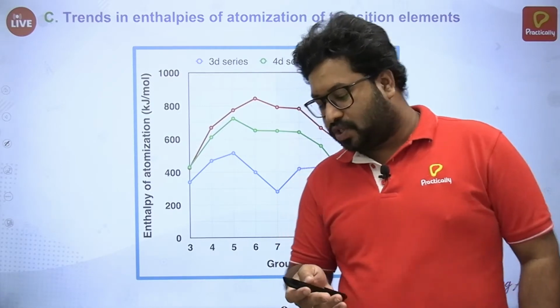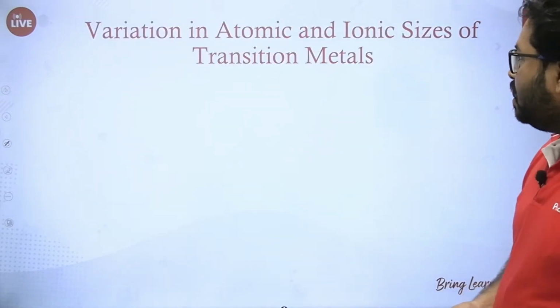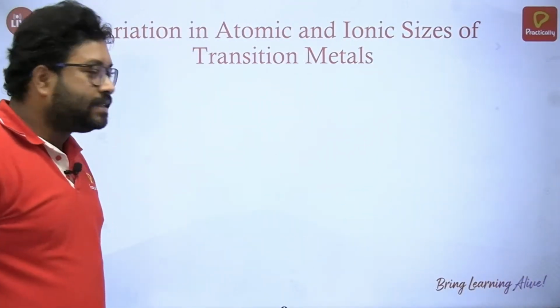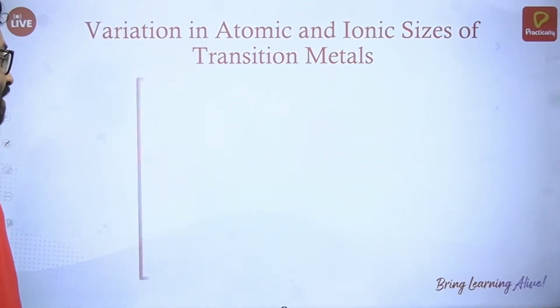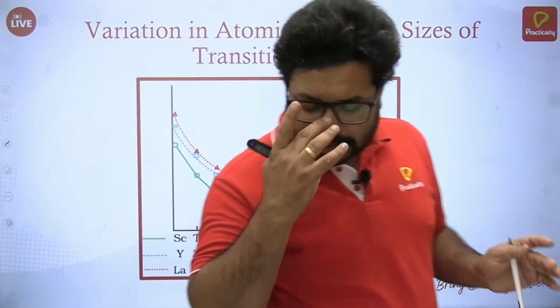Okay, sure. Moving ahead. Now, variation in atomic and ionic sizes of transition metals. Now we all know, see, there are two factors.